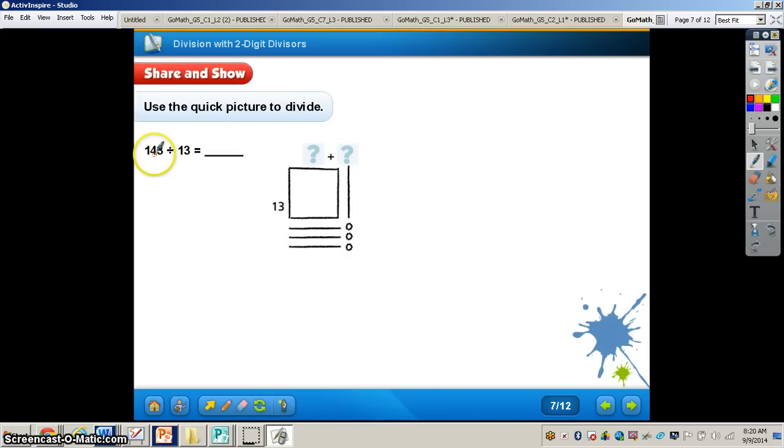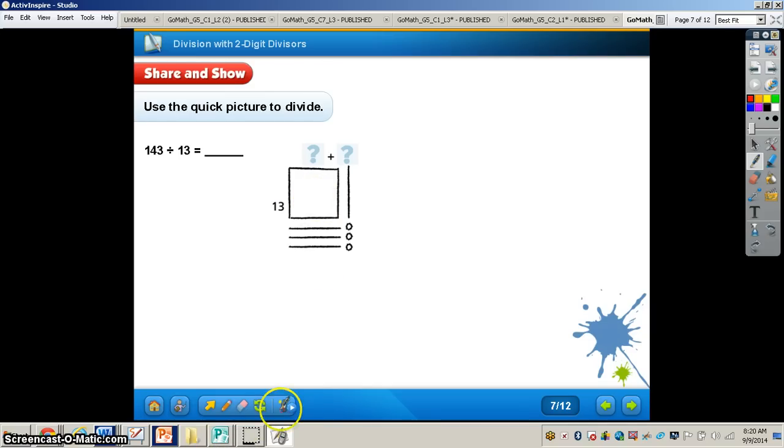Okay, 143 divided by 13. We're going to take a look at this one. So we have a quick picture here. We know that this represents 13. There's 10 going down and then 1, 2, 3 representing 13.